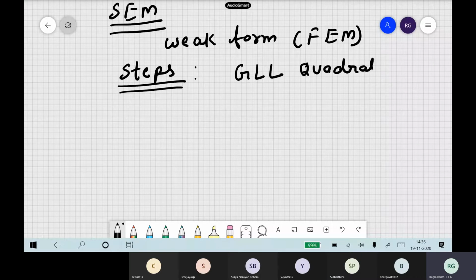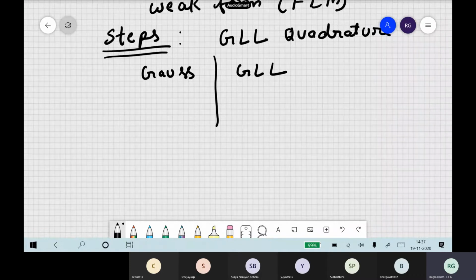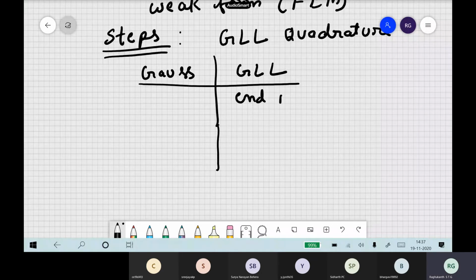In ordinary FEM, we use Gaussian quadrature, so the Gauss points are different from the GLL points. Now, what's the difference between Gauss quadrature and GLL? Of course, the points are different, but what is the most important thing? The endpoints are included. So -1 and 1 are included here, whereas in ordinary Gaussian quadrature there are no endpoints essentially.